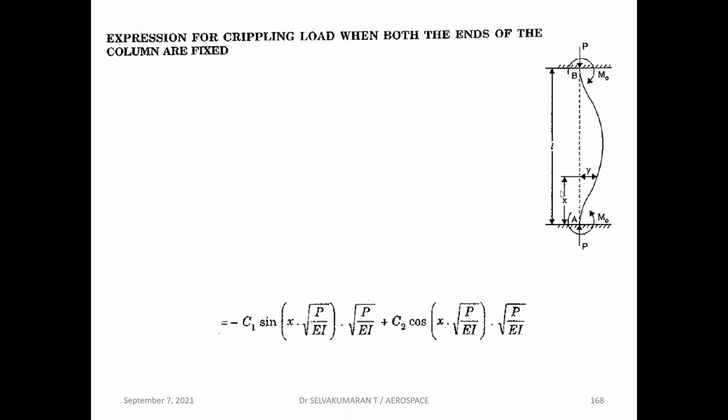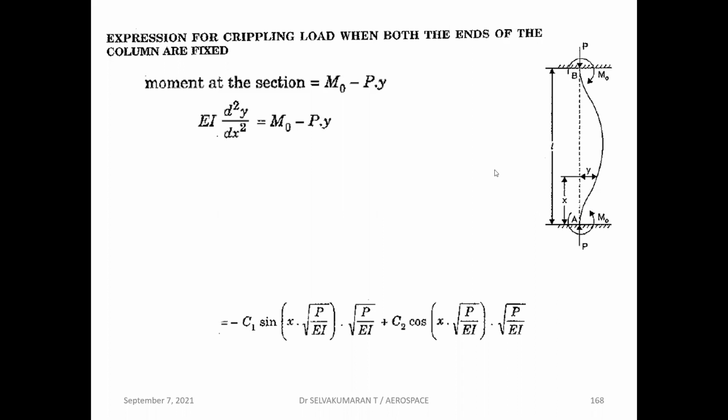We are considering some section XX at a distance X from the bottom end. At the considered section, let Y be the lateral deflection. Now we are trying to write down the bending moment expression. So bending moment at the section is: M naught is clockwise. With respect to this point, I'm taking moment M naught, so plus. The sign convention for this type of bending is negative bending moment. So minus P into Y.